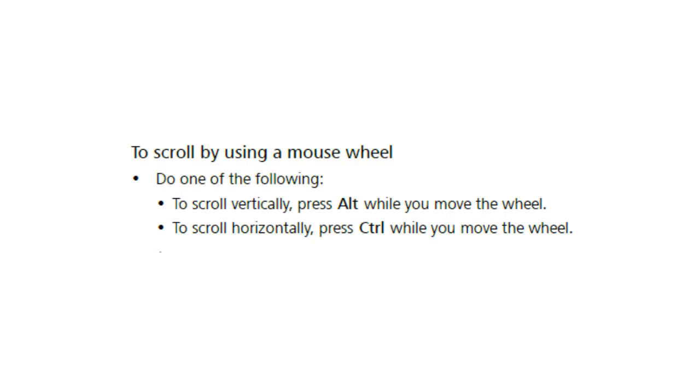To scroll by using a mouse wheel, do one of the following. To scroll vertically, press Alt while you move the wheel. To scroll horizontally, press Ctrl while you move the wheel.